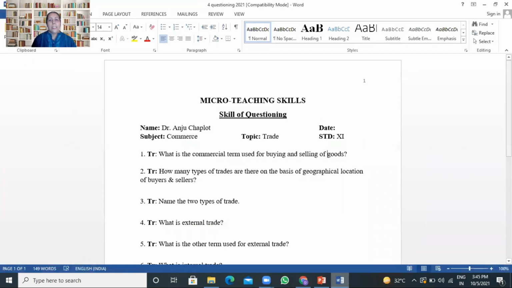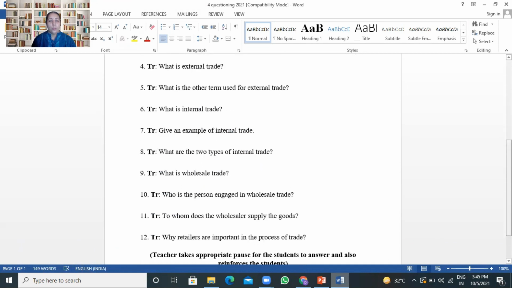So I hope you can see this lesson plan. This is a micro teaching skill which we are doing, and this is the fourth skill, that is skill of questioning. Okay. So we will be writing our name, subject, the subject on which we have prepared this skill, the topic name as well as the standard. Okay. Now, if you see, I have prepared a total of 12 questions.